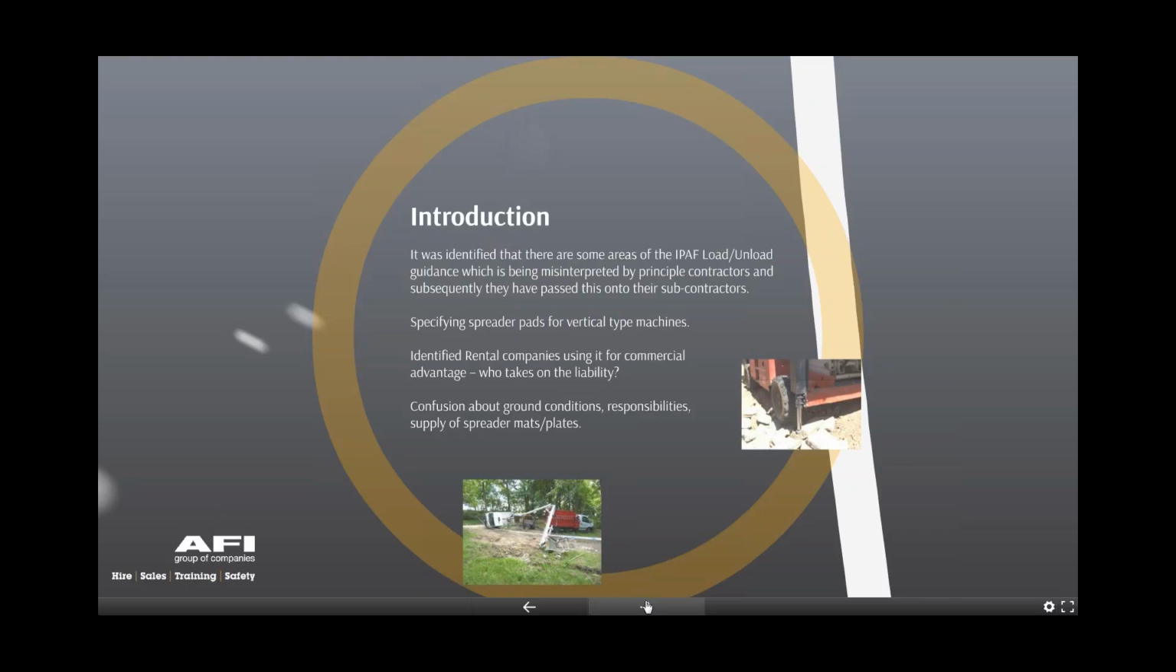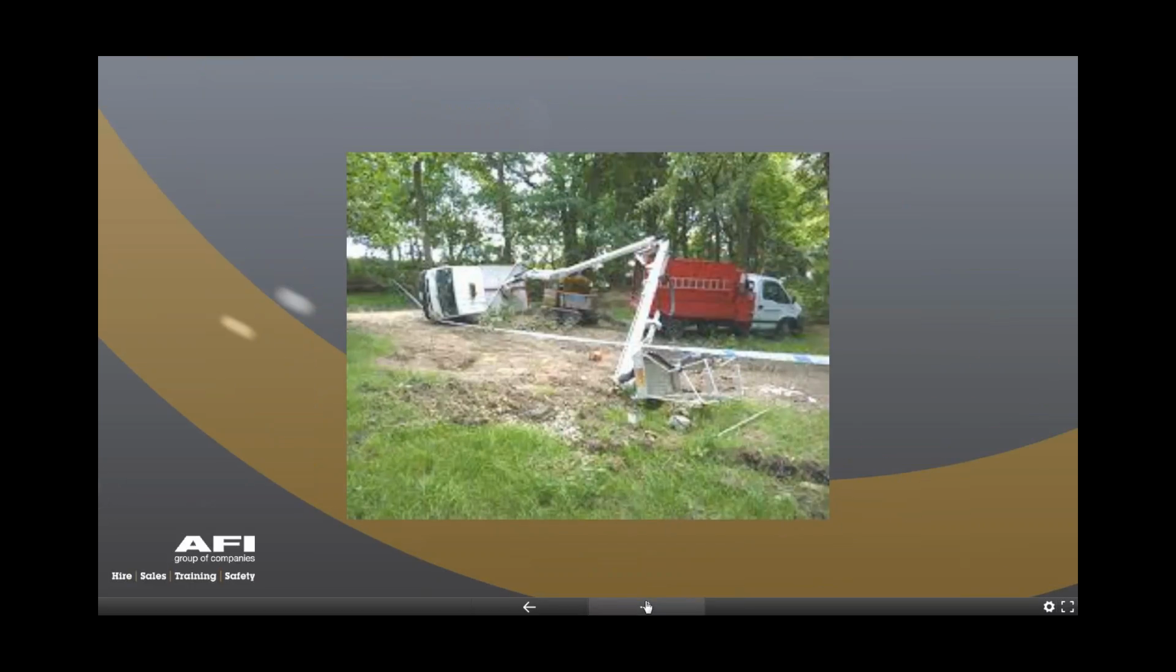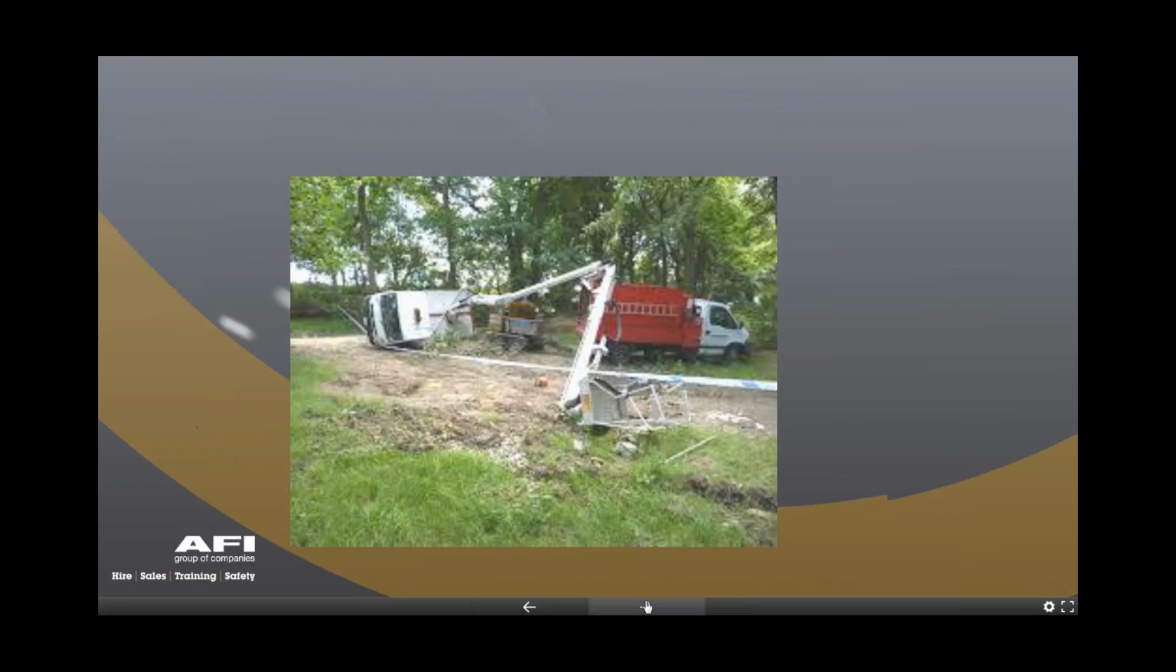I really love the picture on the right there. Unfortunately, as you can see the state of the platform, and it does look a bit pixelated, but that's the best image I can get. That ended up in a fatality. That was a tree trimming incident up in the north, and unfortunately people were injured and killed in that one.